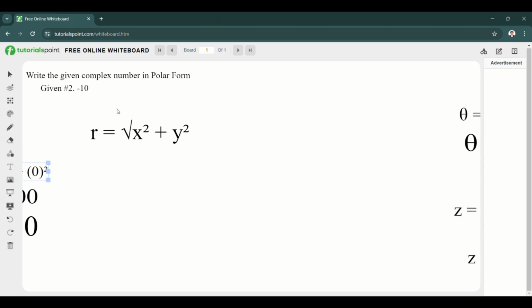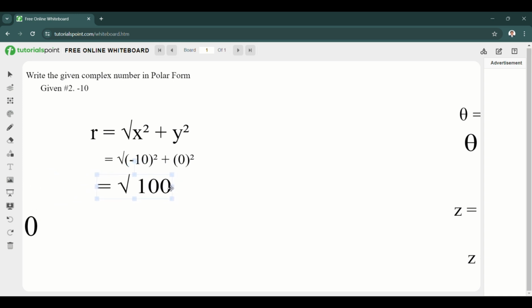Then next is number 2. Number 2 was a given of negative 10. Negative 10 is a real number. So same process. We will substitute the value of negative 10 in the x. So it will have the equation of the square root of negative 10 squared plus 0 squared. 0 squared is for the imaginary number. So there's no imaginary number, so the value is 0.